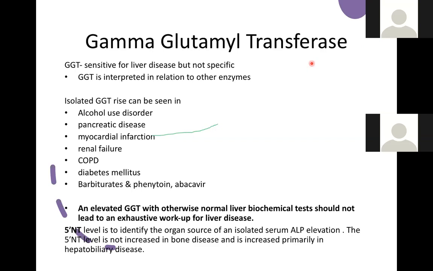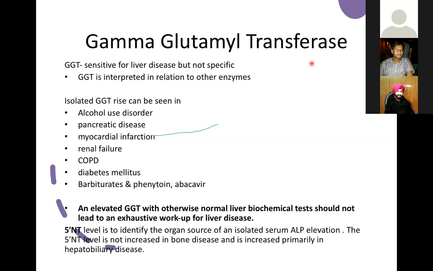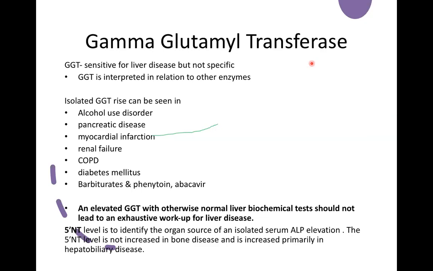This is another enzyme that's present in the liver, but also in multiple organs. But primarily, the serum 5-nucleotidase levels come from the liver. And when we are stuck with a raised alkaline phosphatase and we are not sure whether it is liver origin, this may give us additional information. It's not commonly done though.